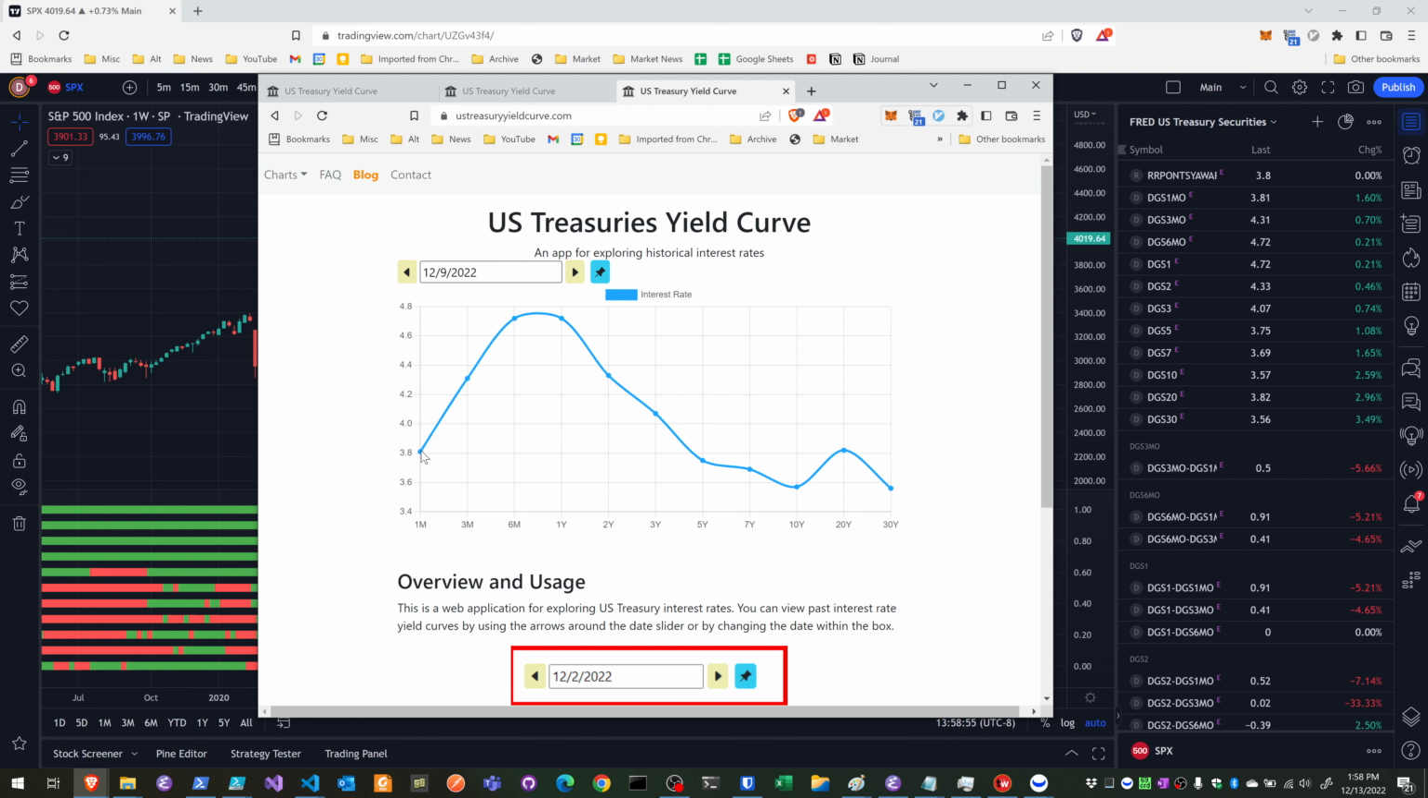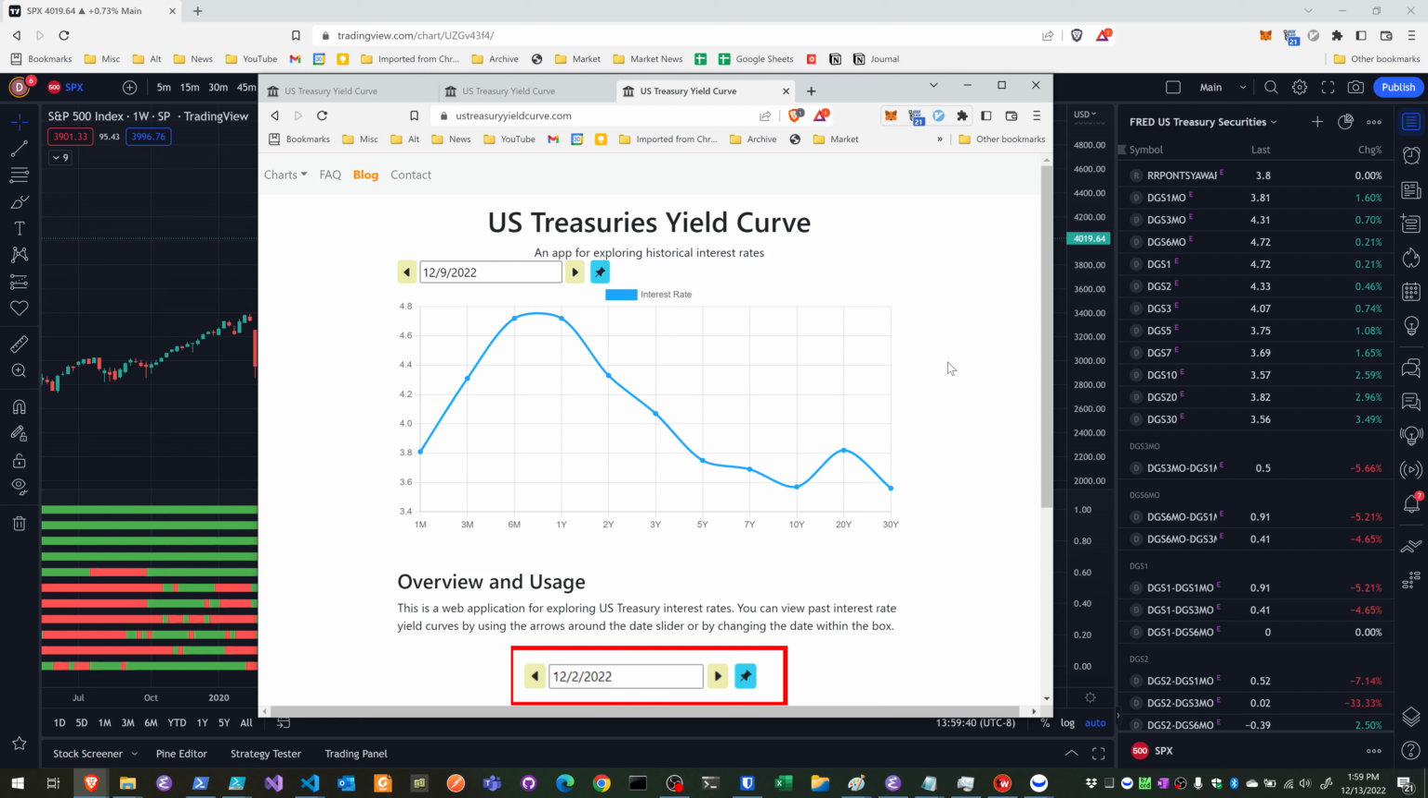So for the 1 month, and the date here, we're looking at the 9th. So this is December 9th of this year. The 1 month interest rate is 3.81, right? You can go through each one and look at each one, 4.3, etc. And this curve of the various interest rates is just called the yield curve.